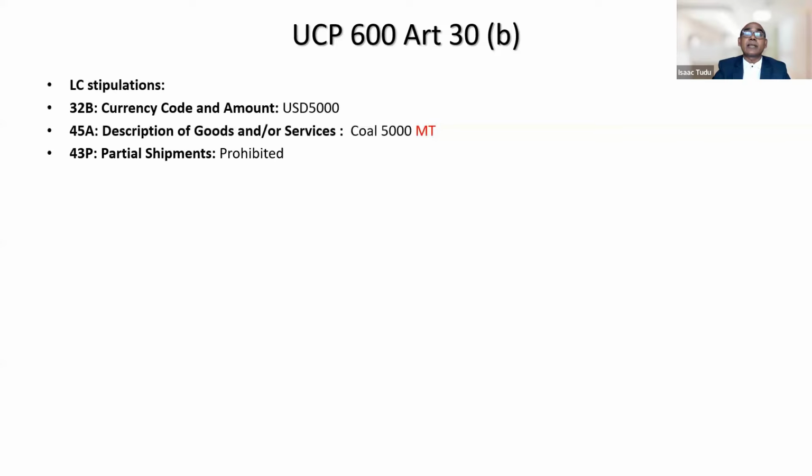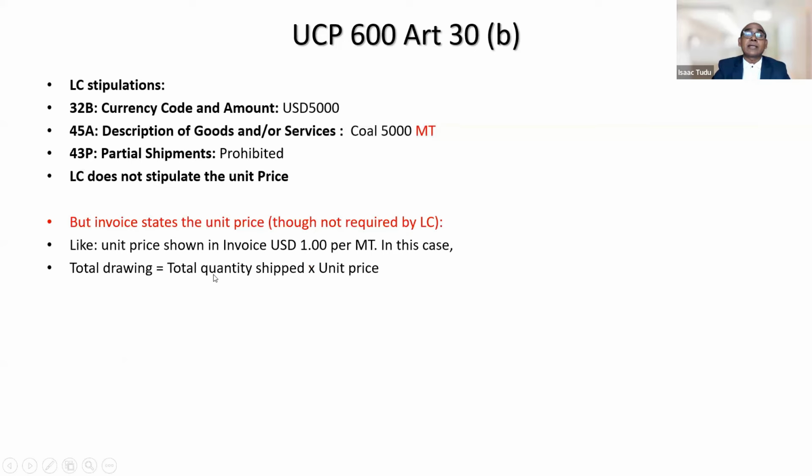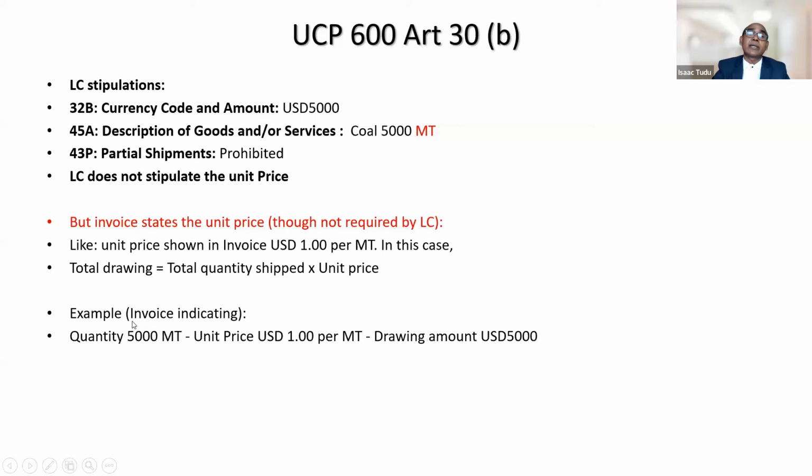Another example we can take here. What is the position here? The invoice indicates the unit price. Though the LC does not stipulate the unit price, the invoice states the unit price. So what will be the impact of that? In that case, total drawing would be equal to total quantity shipped multiplied by unit price, right? Simple calculation. So in this case, quantity could be 5,000 metric tons at the rate of 1. Drawing could be 5,000, absolutely okay, no challenge.